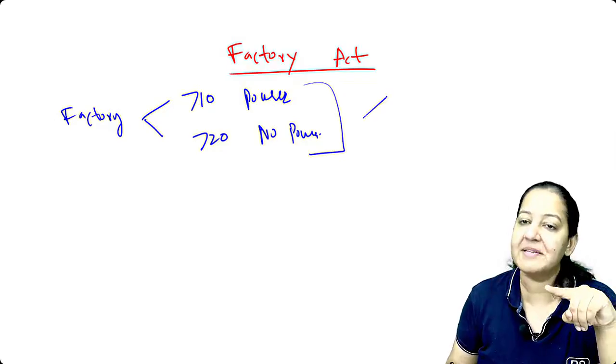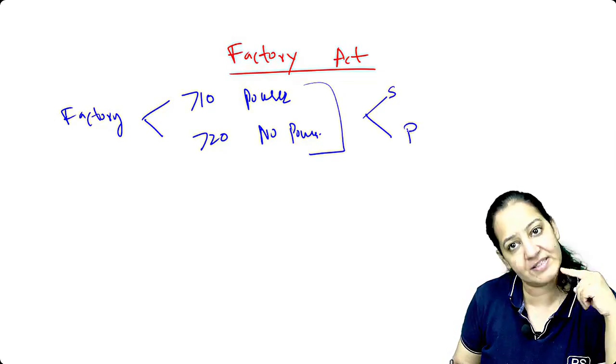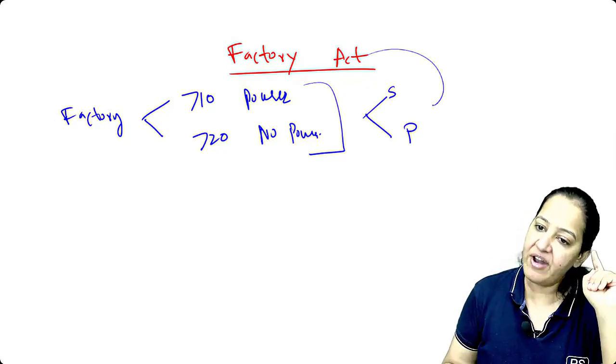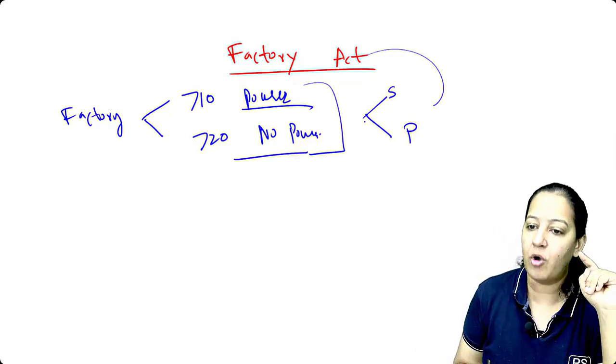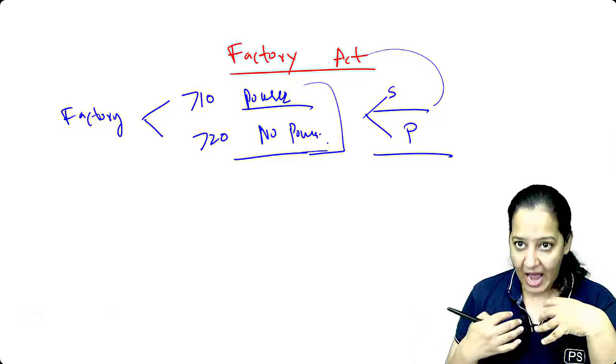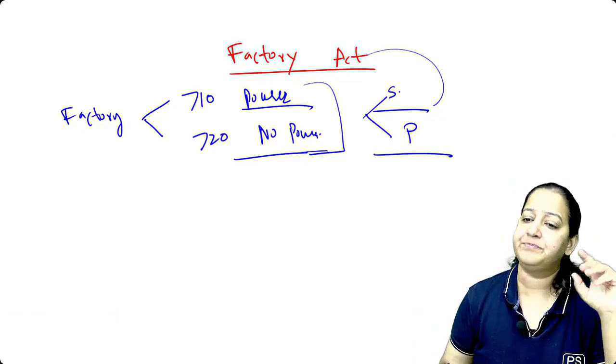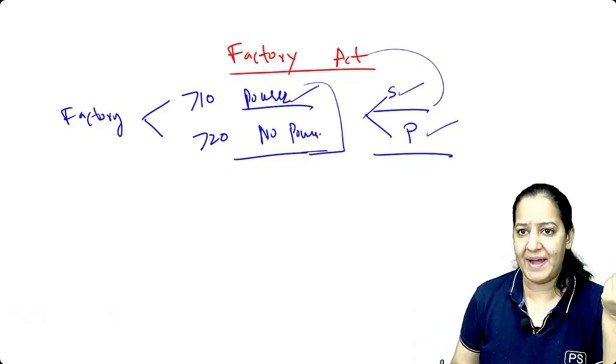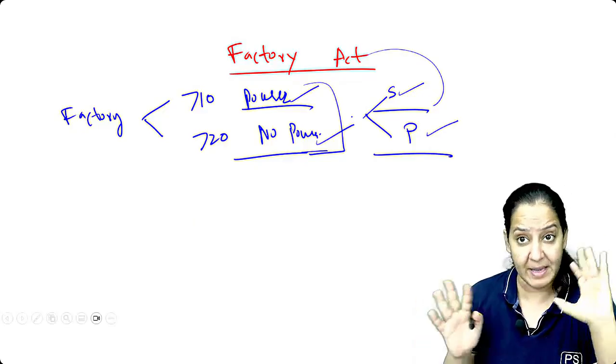Now, there are some factories which are seasonal. There are some which are perennial throughout the year. Factory Act is applicable on all. Power, non-power, seasonal, perennial, on all of them, the Factory Act is applicable. I'm the owner of a factory. I'm opening a factory. Maybe seasonal, maybe perennial, maybe power, maybe non-power. So Factory Act is applicable on my factory.